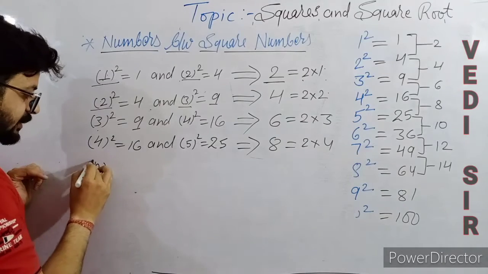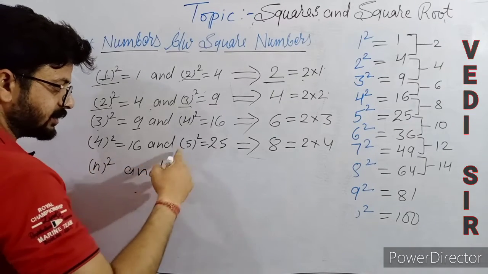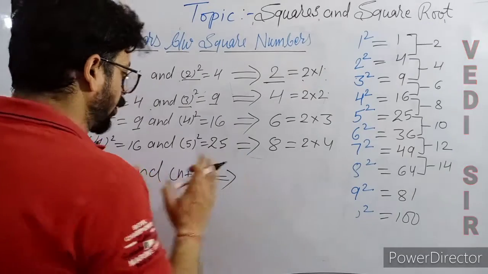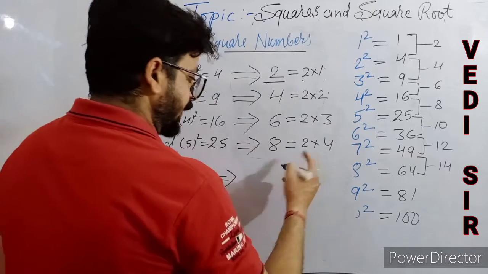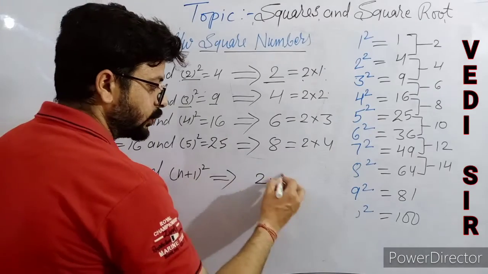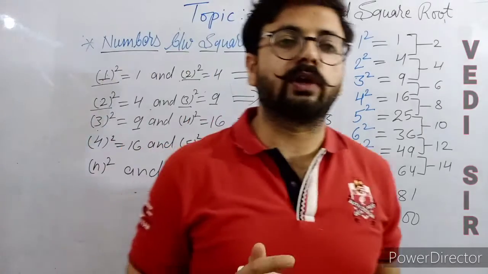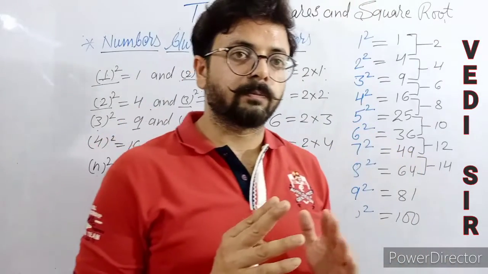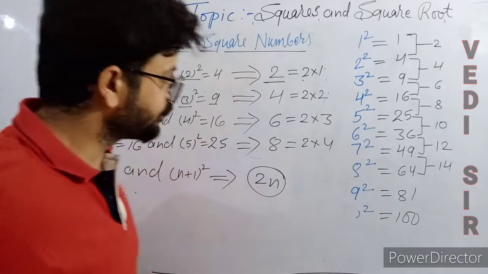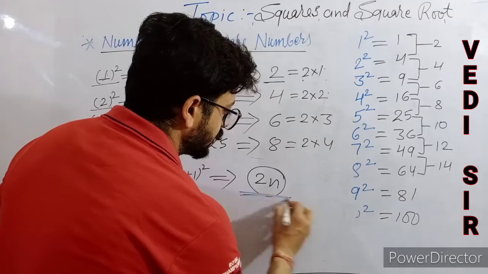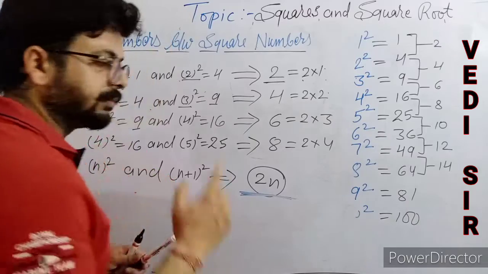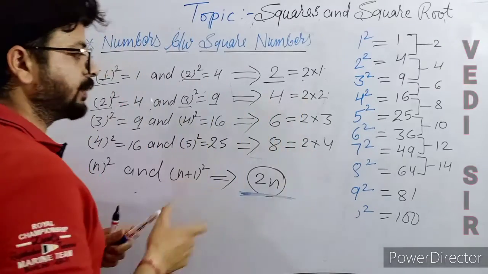Suppose this number is n, square of n, and the next one, n plus 1. How many numbers are there in between? Directly, no doubt, 2 and then the first number: 2n. This is the formula. Suppose we need to calculate the non-perfect-square numbers in between two consecutive perfect square numbers. Note down this formula.